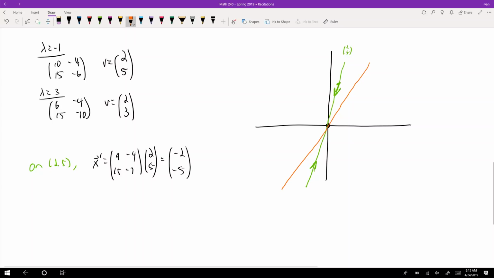Now what about the other one, lambda equals 3? For lambda equals 3, if I plug in the point 2, 3, I'm just going to get scaled by 3, which means the derivative at 2, 3 is going to be 6, 9. So on the orange vector I'm headed in the positive direction. On 2, 3, x prime equals Ax, which is just lambda x, which is 6, 9. So that's going out in the positive direction, and down here it's also going out in the positive direction.